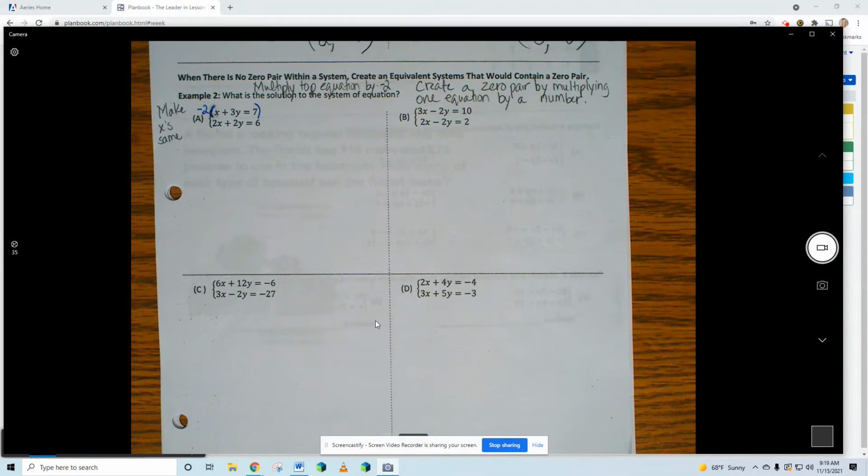Okay, someone share, table 3. What did you guys say? Why did I choose negative 2? Of all the numbers in the whole world, why did I pick negative 2? Table 3, what'd you say? To cancel out the x's. This x is already a positive 2. The only way to cancel out is to make a zero pair. That means I have to multiply the top equation by something that's going to make a positive 2 cancel out.